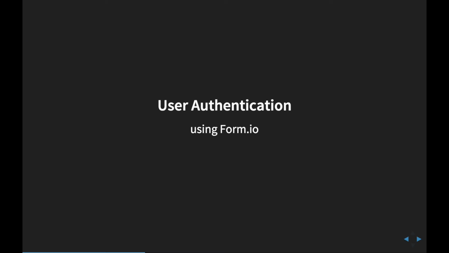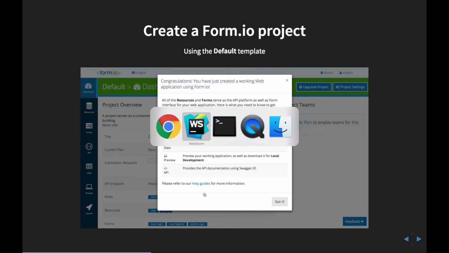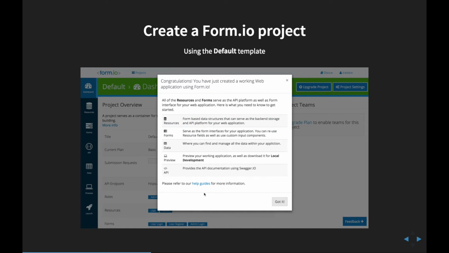Let's get into some fun stuff. We're going to build an app. We're going to have user authentication. And so this is where we're going to be doing some stuff inside of Form.io. So the very first thing that you'll need to do is you'll need to create a user account in Form.io, and you'll need to create a project.